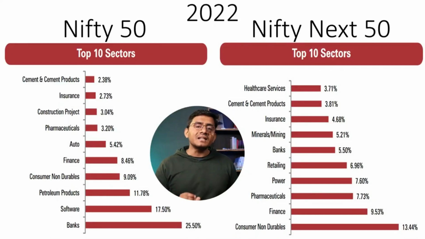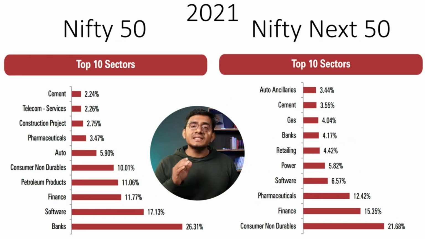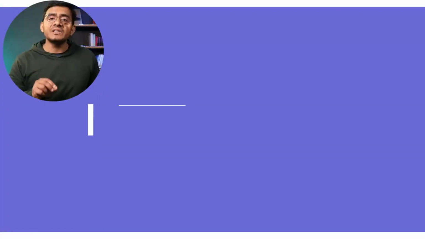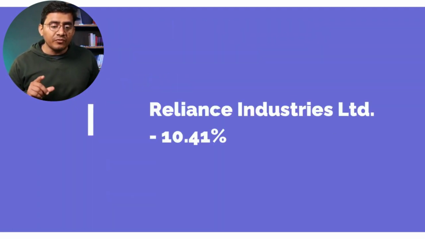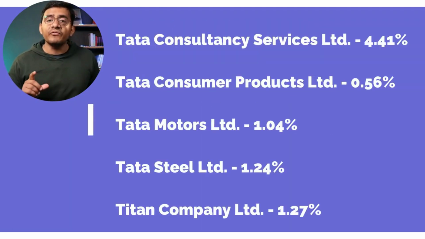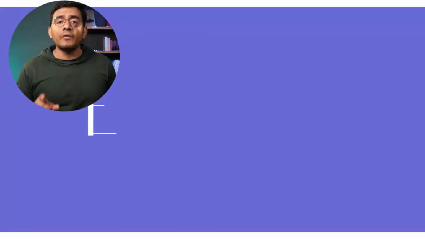And if we look at the sector allocation of both these indices, Nifty 50 and Nifty Next 50, we can observe that a similar trend has been followed in all these years. If we observe the stock allocation pattern of the Nifty 50 index, we can see that HDFC Group has been allocated 15.85%, Reliance Group 10.40%, and Tata Group 8.52%. So if anything goes wrong with these three groups, it will have a major impact on the performance of the Nifty 50 index. But in the case of Nifty Next 50 stock allocation, the major allocation is in Adani Group, almost 10.30%.